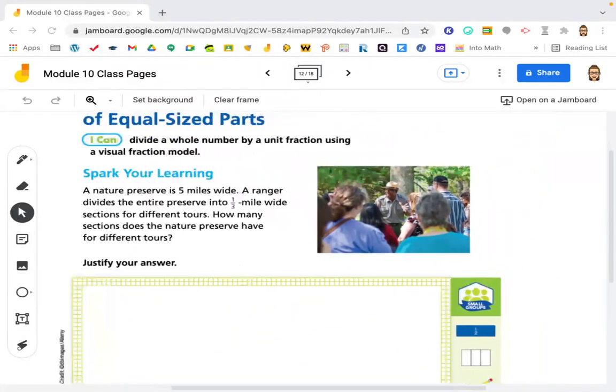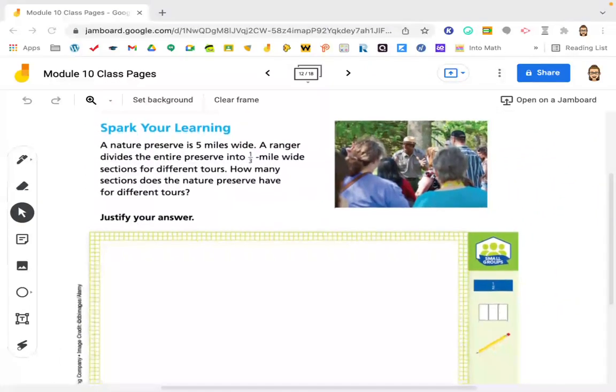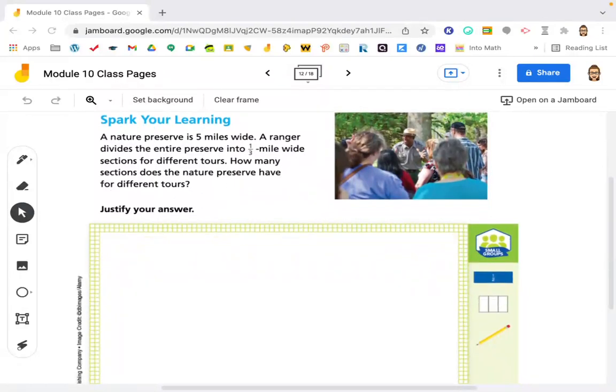A ranger divides the entire preserve into 1/3 mile wide sections for different tours. How many sections does the nature preserve have for different tours? Justify your answer. So I'm going to draw a picture here.